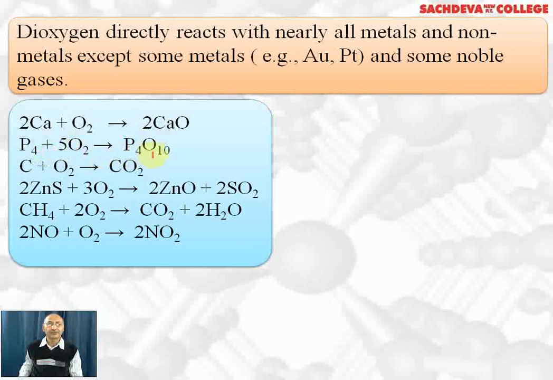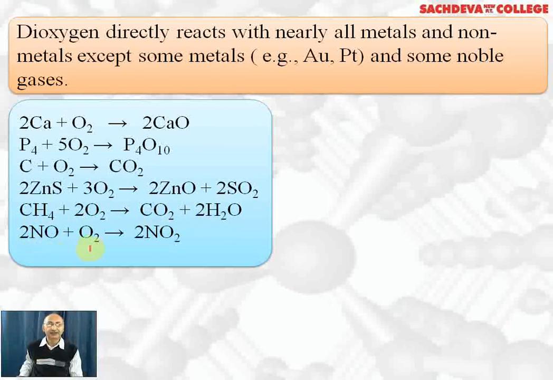Phosphorus reacts with oxygen to form P4O10, which is the dimer of P2O5. Calcium oxide is a basic oxide. P4O10 is an acidic oxide. Carbon plus oxygen gives you carbon dioxide, which is also an acidic oxide. Oxygen is required for roasting of sulfide ores. 2ZnS plus 3O2 gives you 2 moles of zinc oxide plus 2 moles of sulfur dioxide. Oxygen is essential for combustion of hydrocarbons and carbohydrates as well as fats. Methane reacts with 2 moles of oxygen to form CO2 plus 2 H2O.